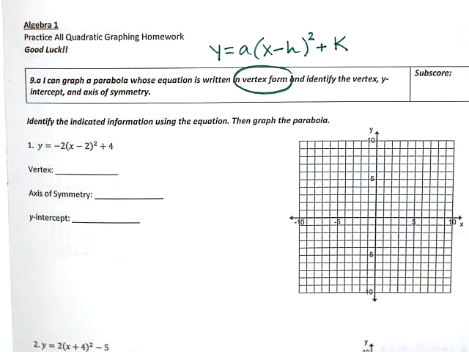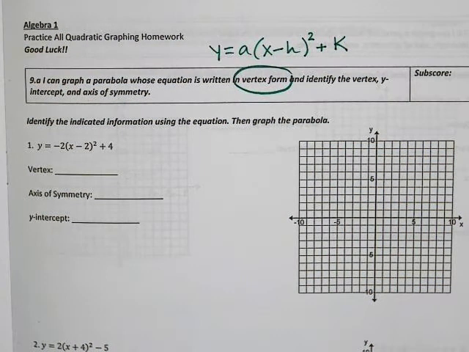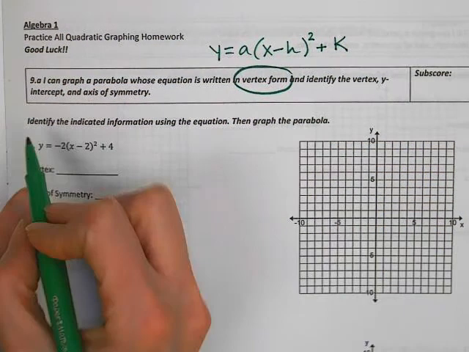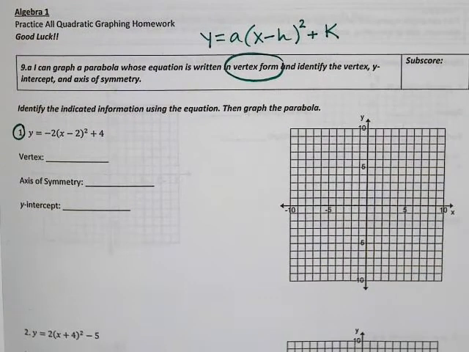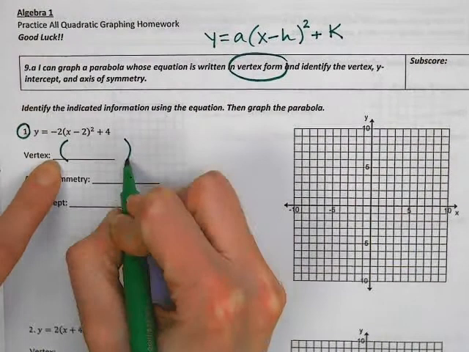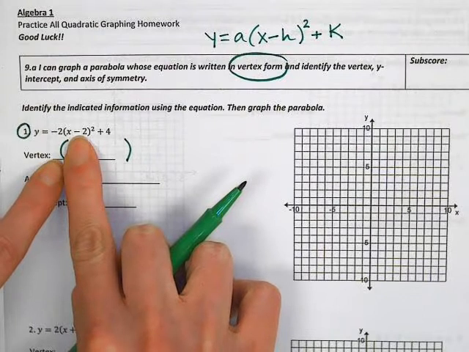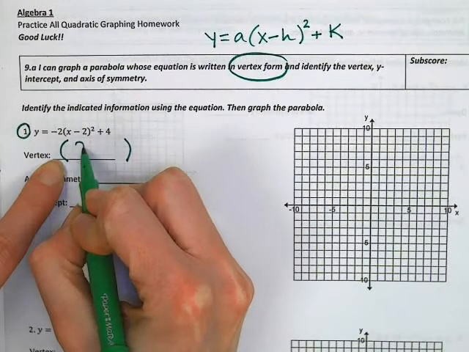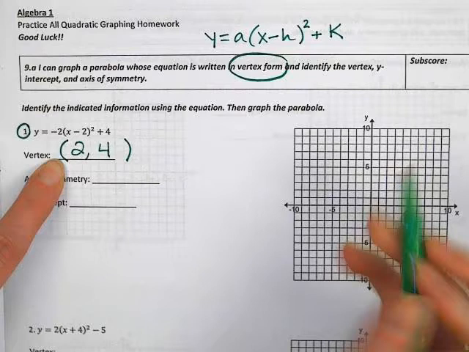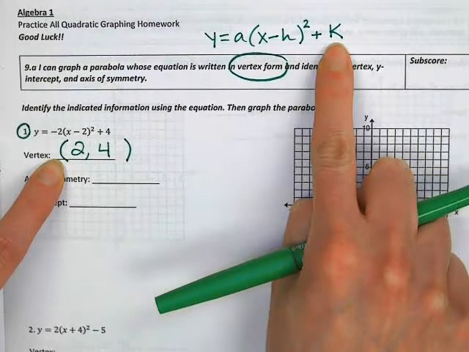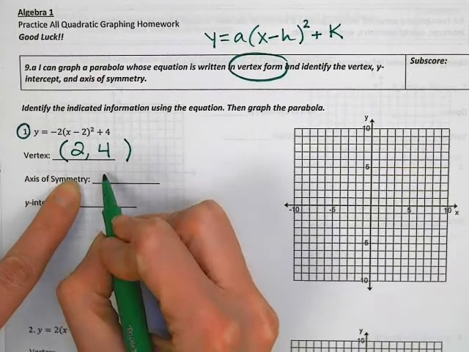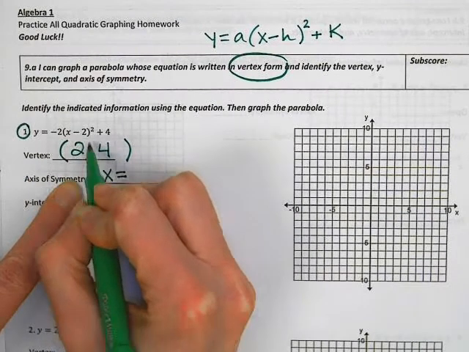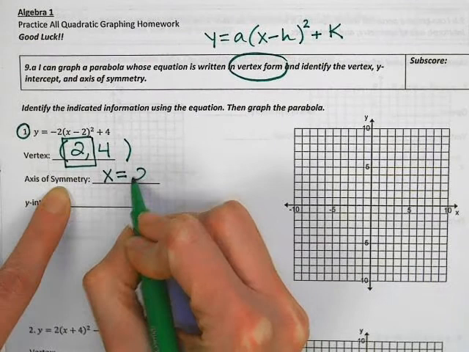Okay, and I'm going to do one of these. It doesn't matter, they're equally difficult. Let's do number one. Okay, guys, what is the vertex? So the vertex is h comma k. But remember, since it's negative, the h is opposite. So it's going to be positive 2 comma 4. The k is exactly what it is. So positive 2 comma 4. Line of symmetry is always x equals the x value of the vertex. So x equals 2.